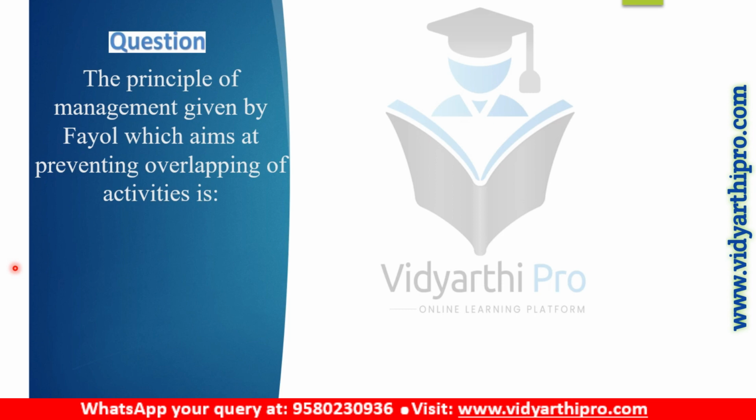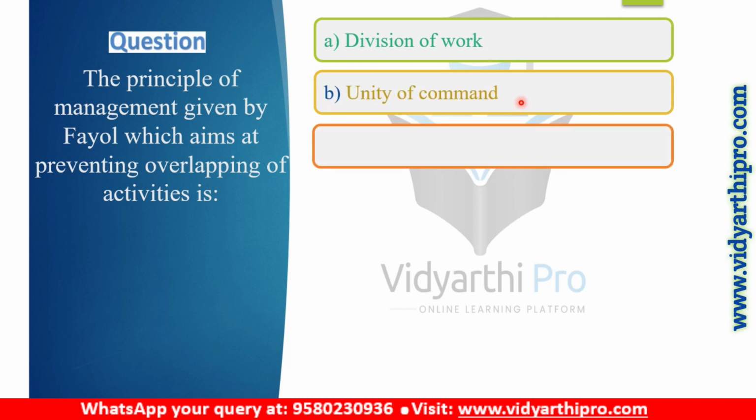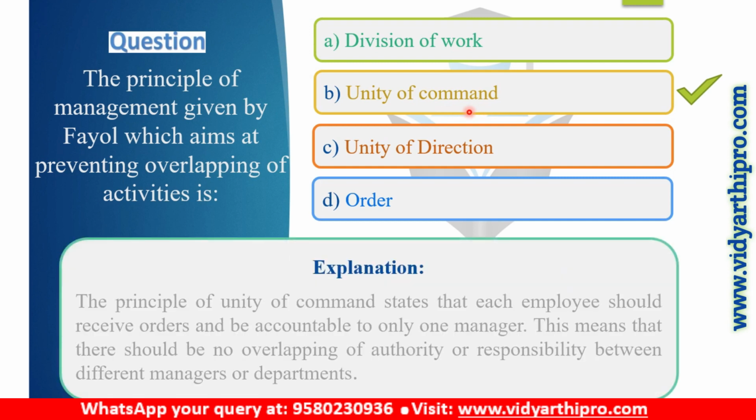Taylor, and option D, maximum not restricted, is the only principle given by Elton Mayo. So option number D is the correct answer. Our next question is, the principle of management given by Fayol which aims at preventing overlapping of activities is what? Option number 1 division of work, option number 2 unity of command, option number 3 unity of direction, and option number 4 order. And the correct answer for this question is option number 2 unity of command.